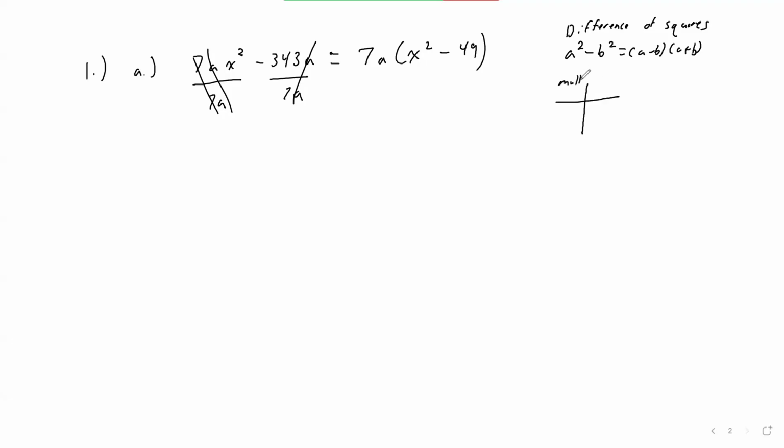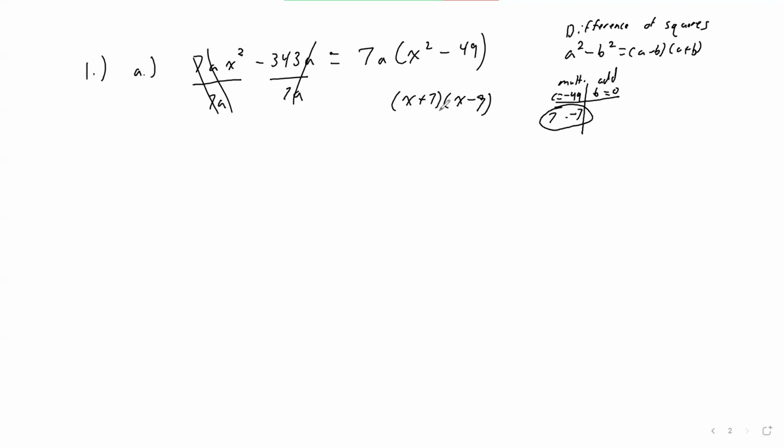You will multiply to your c, which is negative 49. But when you add to your b, there is no b, it's missing, so it'd be 0. So your goal is to come up with two numbers that multiply to negative 49 but add up to 0. And the only two numbers I can think of are 7 and negative 7. That would multiply to negative 49 and add to 0. So these would be your factors.